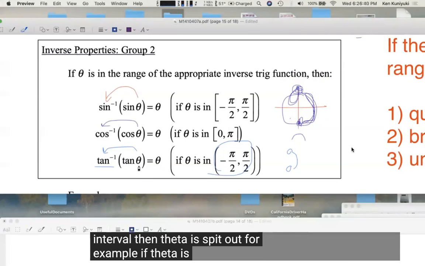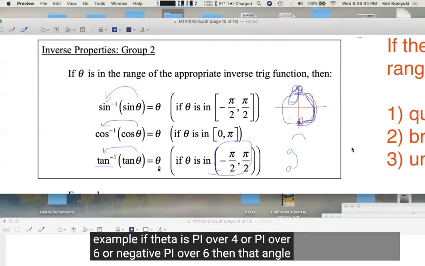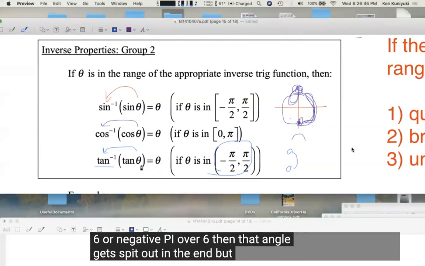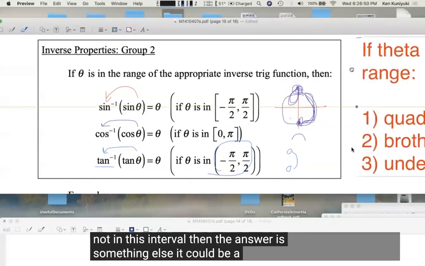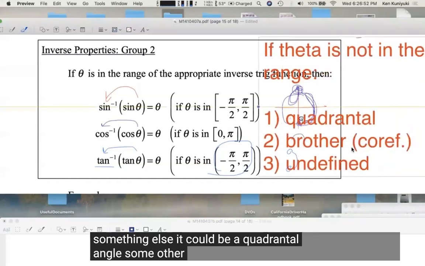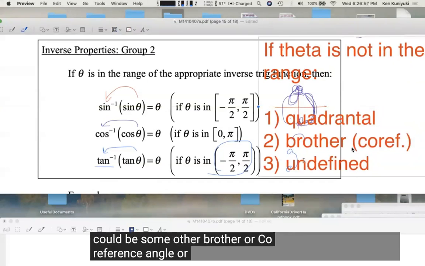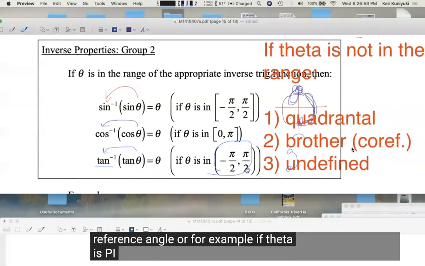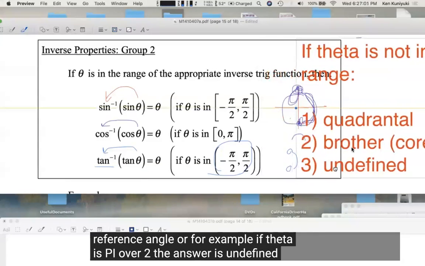For example, if theta is pi over 4 or pi over 6 or negative pi over 6, then that angle gets spit out in the end. But if theta is not in this interval, then the answer is something else. It could be a quadrantal angle, some other quadrantal angle. It could be some other brother or co-reference angle. Or, for example, if theta is pi over 2, the answer is undefined.